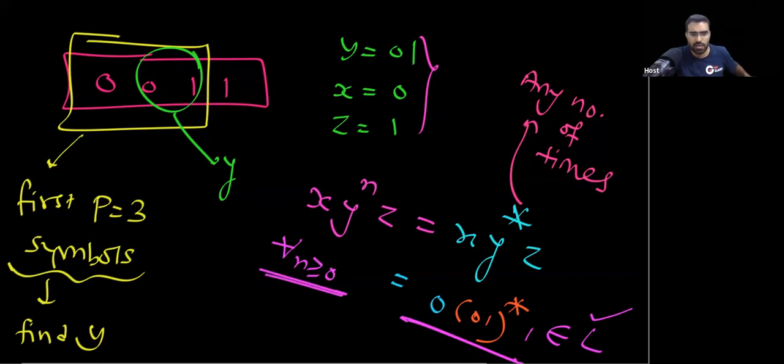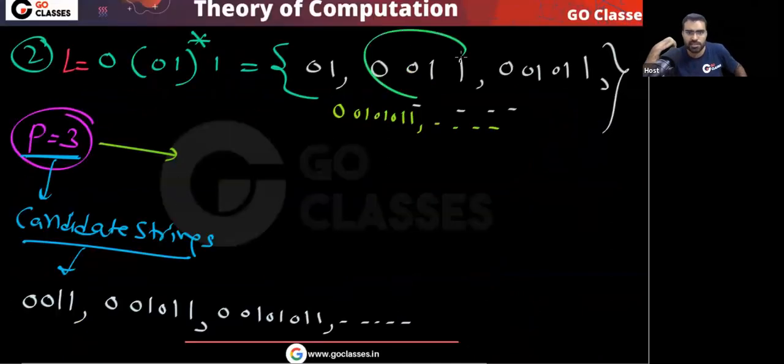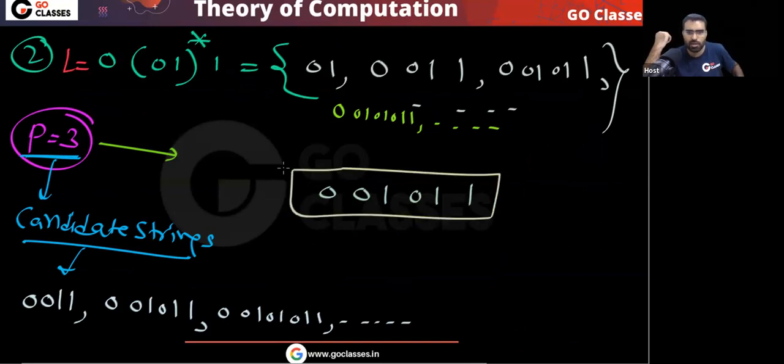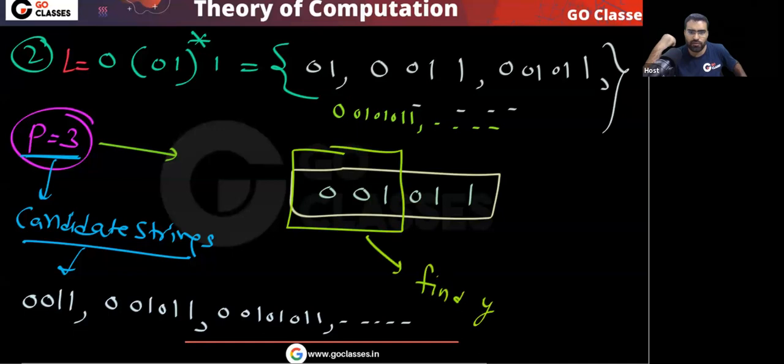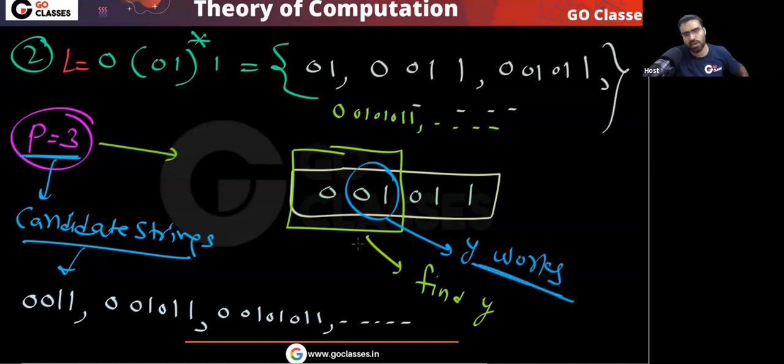So this is the point. I am saying that this string will also pump. Whatever string you take, that will pump. For example, even this string will also pump. If you take 0, 0, 1, 0, 1, 1, in this string also, in this area, you will find Y. Now, I can say that this Y will again work.